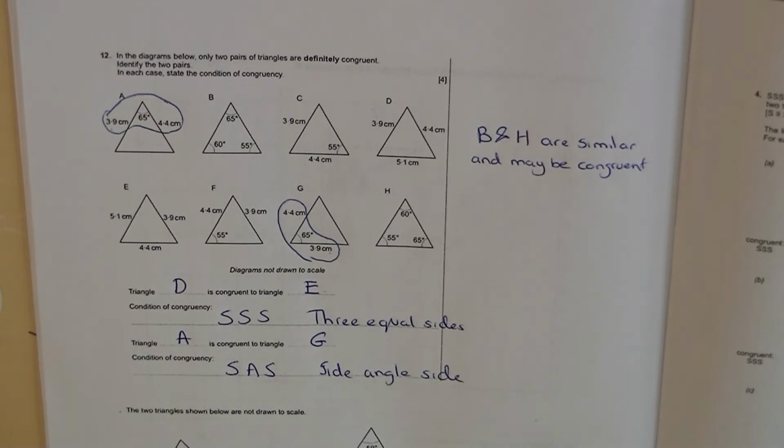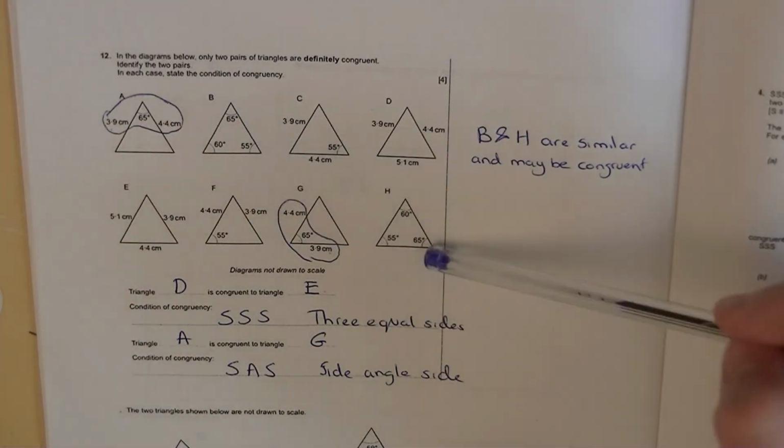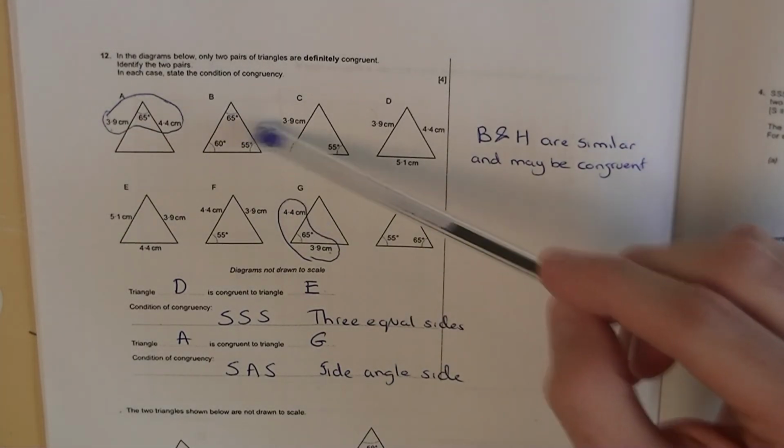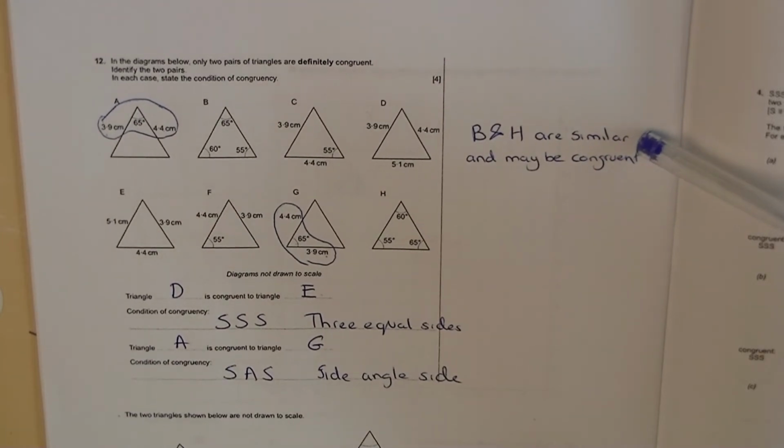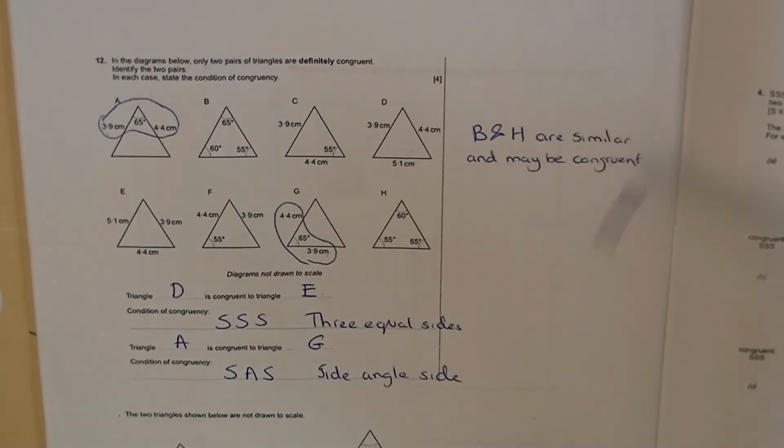What else would I pick out here? Maybe just be careful that you didn't put B and H, because even though the three angles there are equal to the three angles there, all that means is that they're similar. They may be congruent, they may be identical, but it's not necessarily so that they are.